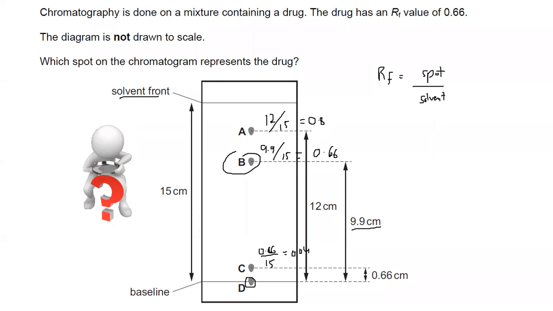So whenever you calculate the RF value, you take the distance moved by the spot divided by the distance moved by the solvent.